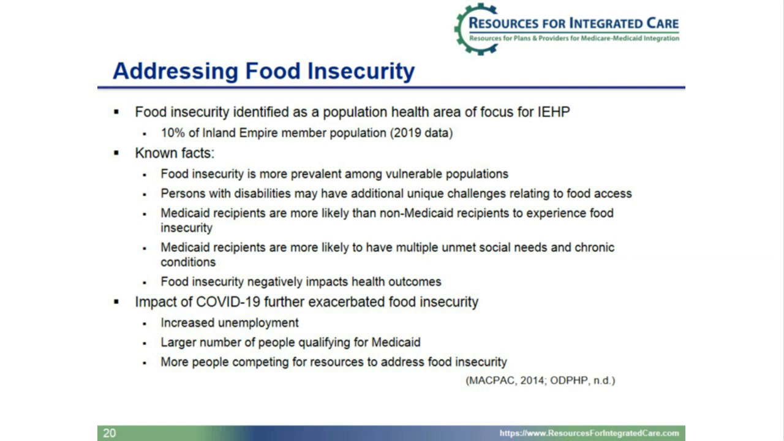So when we take a look at what happened during the COVID-19 pandemic, we know that prior to the pandemic, there was a food insecurity problem, but it was further exacerbated by the pandemic. And why? Because there was increased unemployment, and therefore there were more people qualifying for Medicaid, and therefore more people were competing for the same resources to address their food insecurity. Next slide, please.